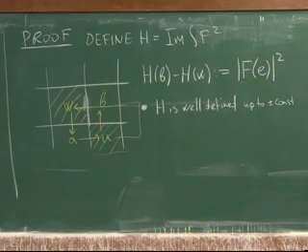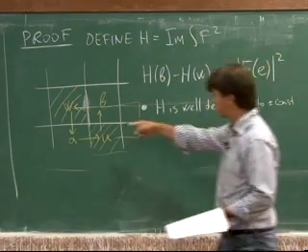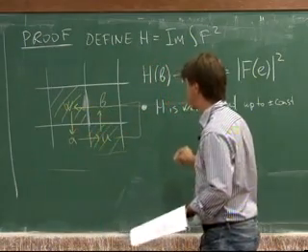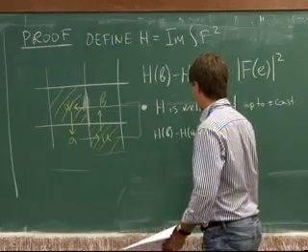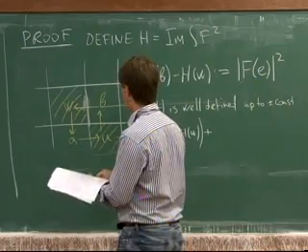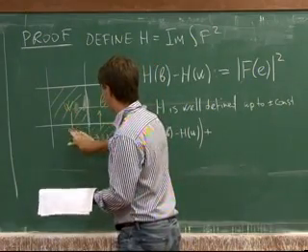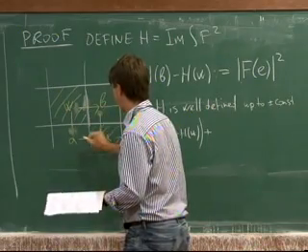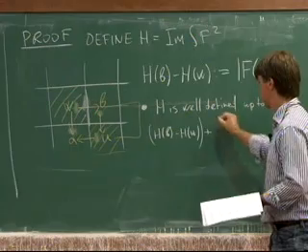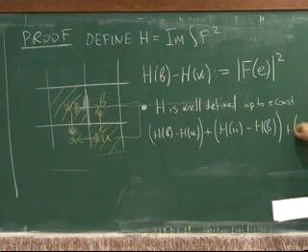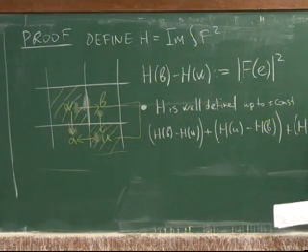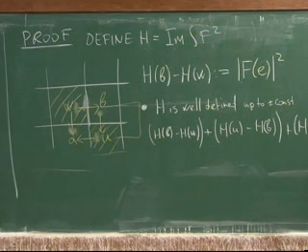Okay. Now let's just check what happens if we go around this contour. What happens if we write H of B minus H of W? So let's go the other way around: H of U minus H of B, plus H of A minus H of U, plus H of W minus H of A. So we want this to sum up to zero.